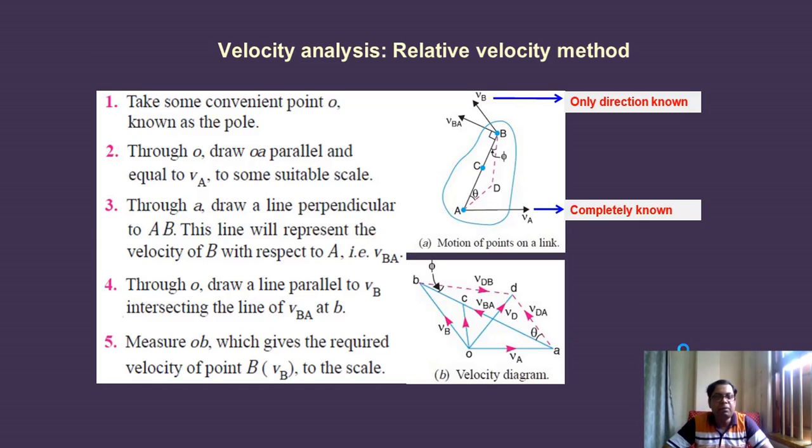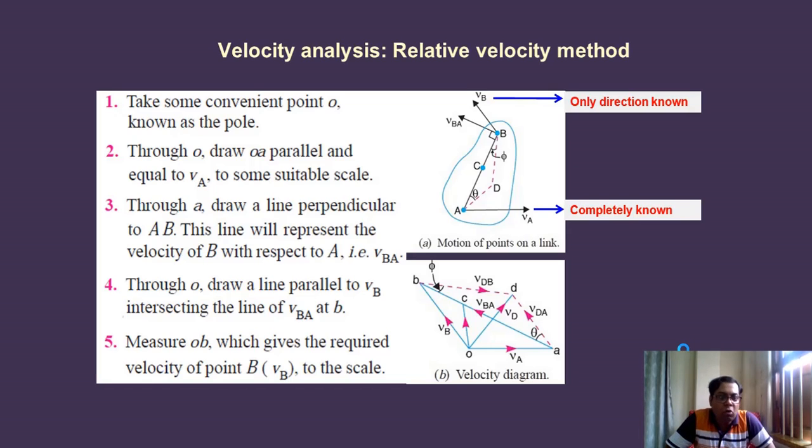Always remember, VBA and VAB are not the same. VBA means the velocity of point B with reference to A, whereas VAB means the velocity of point A with reference to B. That is exactly the opposite meaning. So never make this mistake. Whenever you are going to find the velocity of point B with reference to point A, always write VBA. Don't make the mistake of writing VAB or something like that.